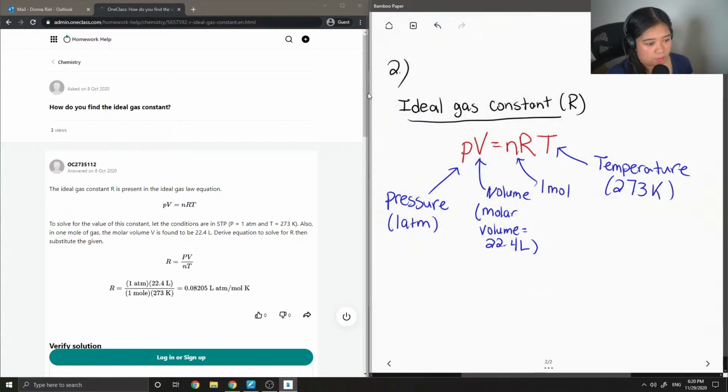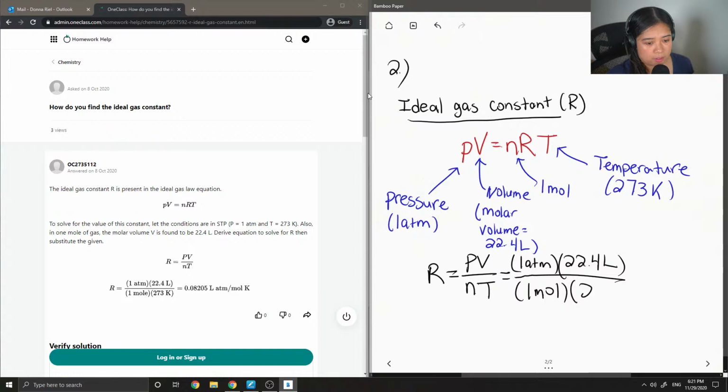And now I'm just going to rearrange this equation to solve for R. So it will be pressure times volume divided by number of moles times temperature. And now I'm just going to input all of the values that I have written up at the top there. So pressure 1 atm, volume 22.4 liters, all divided by 1 mole, and the temperature 273 Kelvin. Okay, so now we can solve for the R constant, which gives us a final value of 0.08205, and the units are liters times atm over mole times Kelvin.